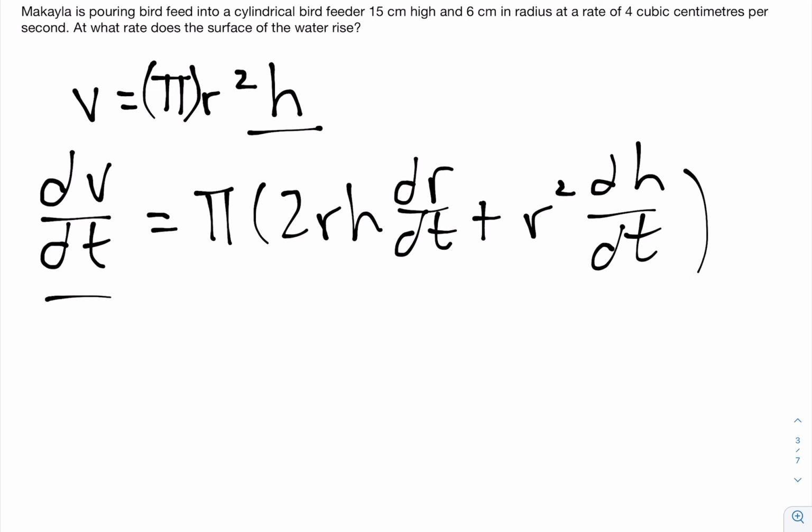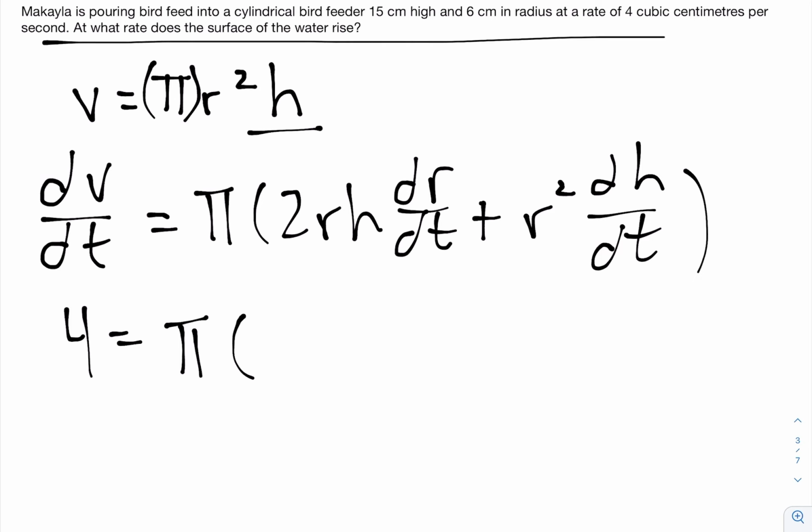Okay, so dV by dt, that's the rate of change of the volume, 4 cubic centimeters per second. That's how quickly she's filling it, so we're just going to substitute in 4 there. Pi is the same. So 2rh dr dt. dr dt is the rate at which the radius is changing. Does it talk about the radius changing in this question? So see here, it says a 6 centimeter radius.